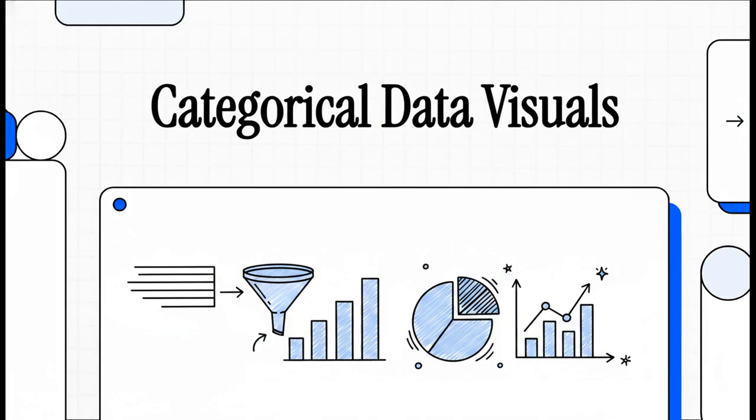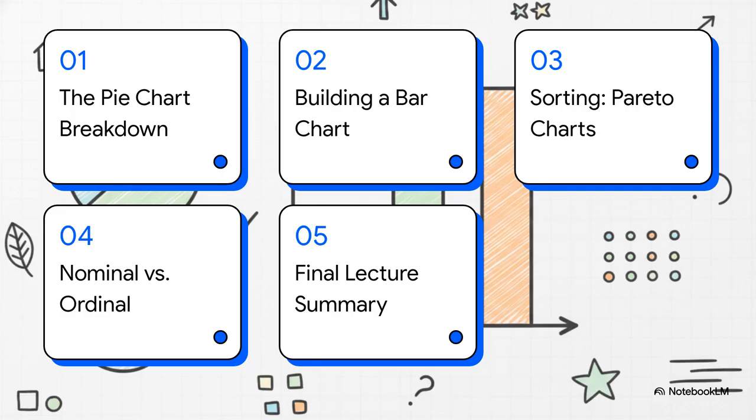Get ready because we are literally going to take raw numbers and turn them into insights you can process in a split second. Here's a quick roadmap of our journey today. We'll be breaking down pie charts, building bar charts, learning how to sort with Pareto charts, comparing nominal versus ordinal data, and then wrapping it all up with a final summary.